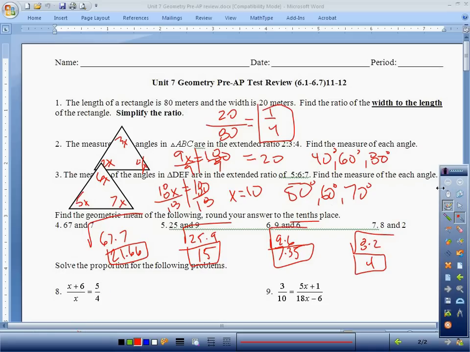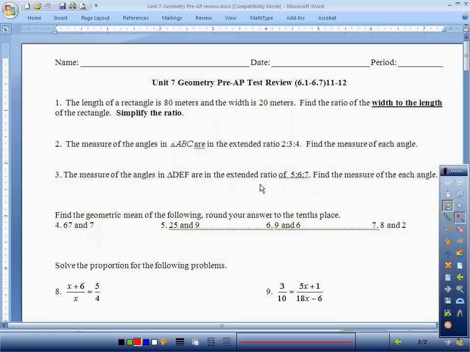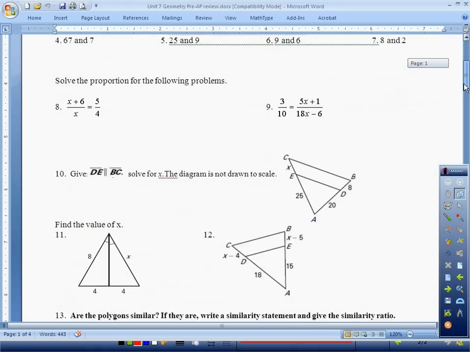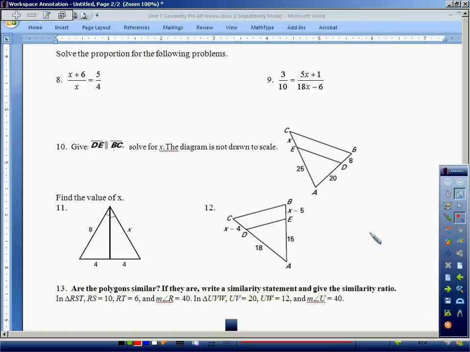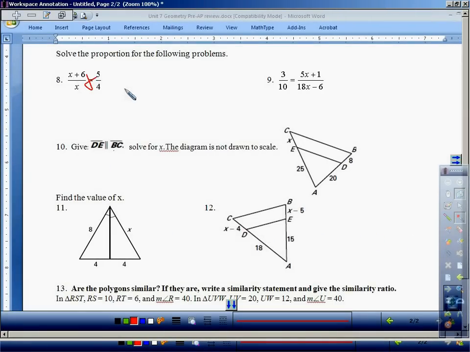Solving the proportion down below here in number 8. To solve our proportion, we simply cross multiply. So I get 5x equals, now I do need to distribute the 4 to both terms. That's 4x plus 6 times 4 is 24. Subtract 4x's from both sides. I'm left with x equals 24.